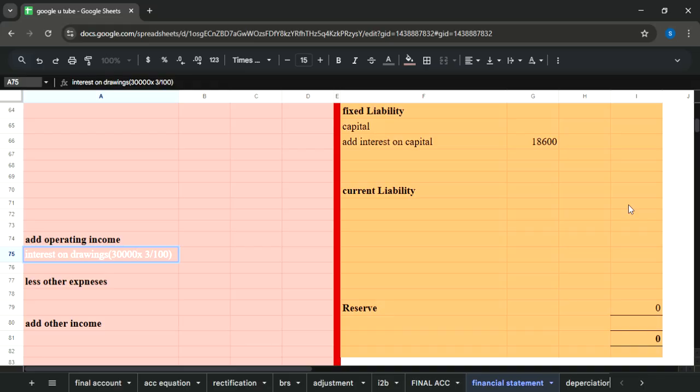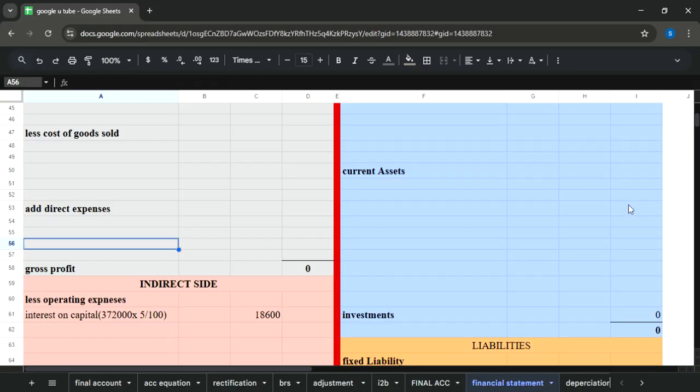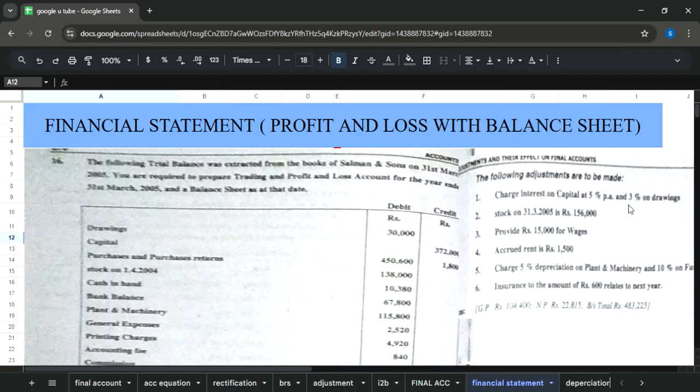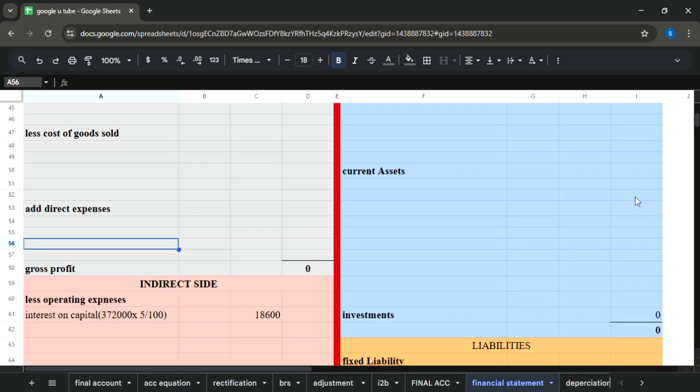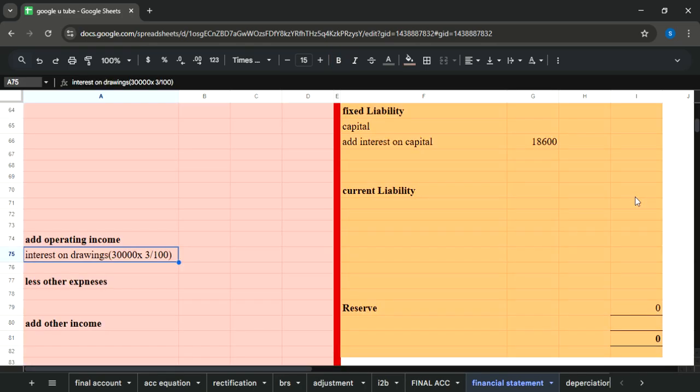So let's check it again. Amount of drawings should be 30,000 and 3% on drawings. So we have confirmed it. It's very important to check more than twice so that there is no mistake. Now here you can see the amount of drawings was 30,000, and you have multiplied it by 3 divided by 100, with which you have calculated interest on drawings. So the first effect is completed.